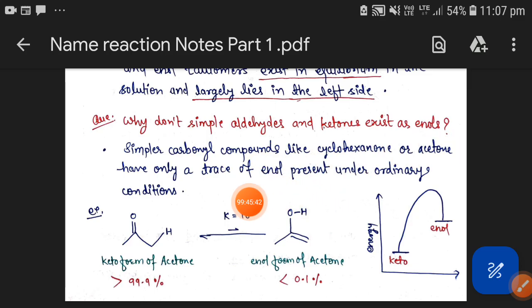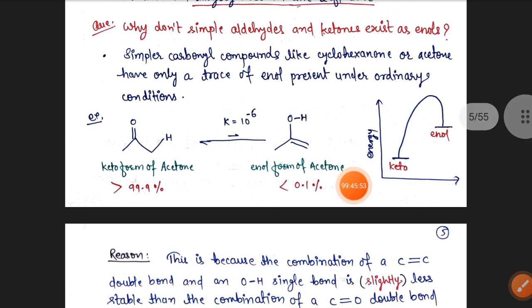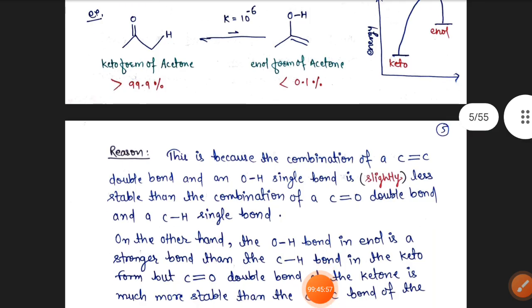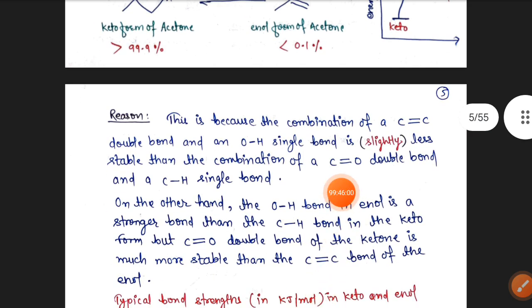The answer is given here: simpler carbon compounds like cyclohexane or acetone have a trace amount of enol formation in ordinary conditions, and this is the formation here, and the energy diagram is also given here. The reason behind this is that the combination of a C double bond C and an OH single bond is slightly less stable than the combination of a C double bond O and a CH single bond.